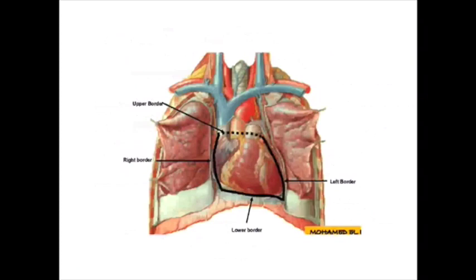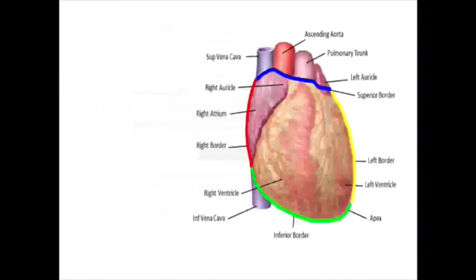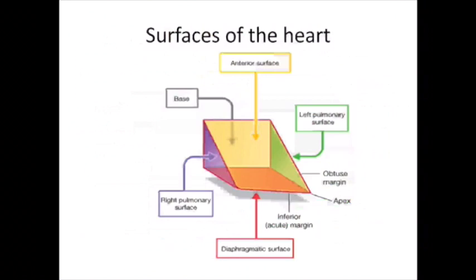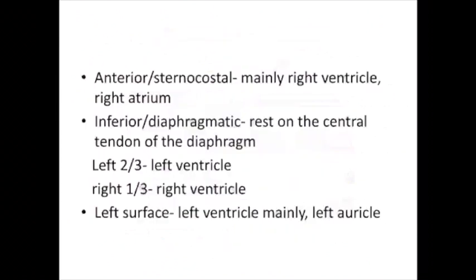So this is the upper border of the heart, lower border, left and right border of the heart. In this picture also clearly seen that there are 5 surfaces of the heart including the base.